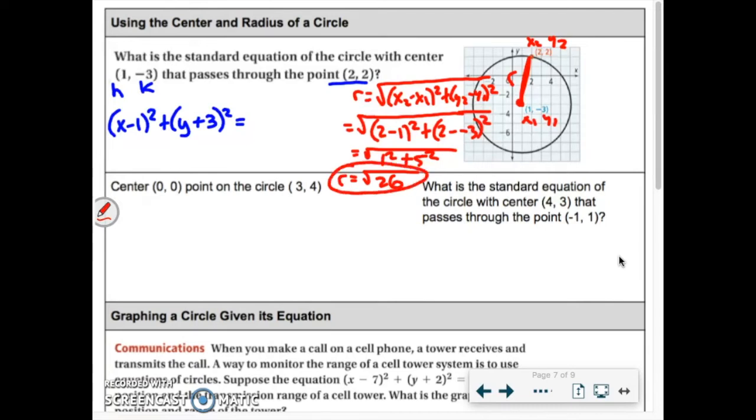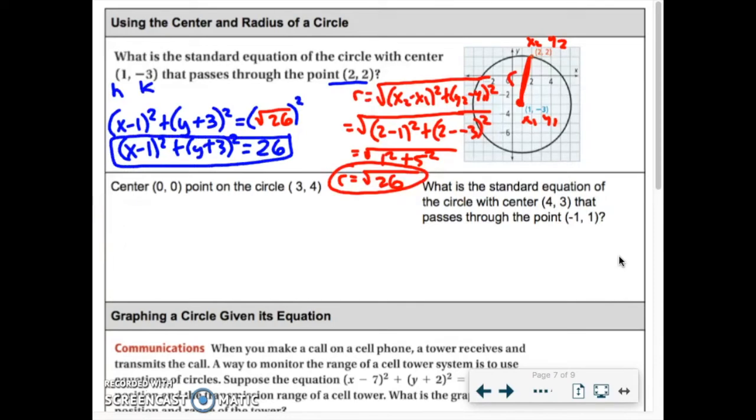I'm not going to worry about the decimal of which that is, 5.0 something. Instead, I'm going to realize what's going to happen is whatever that radius is, I have to square it. So if I put a square root of 26 in there, what's going to happen is that's just going to square right back out. So what we could do is rewrite this one last time. (x minus 1) squared plus (y plus 3) squared equals the square root of 26 squared, which is just 26.